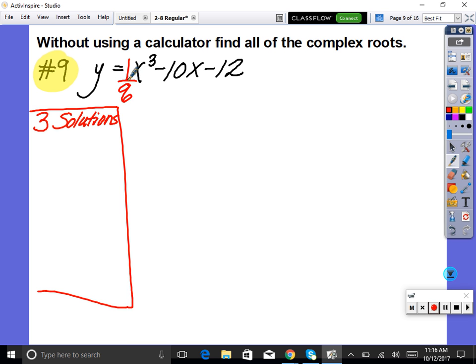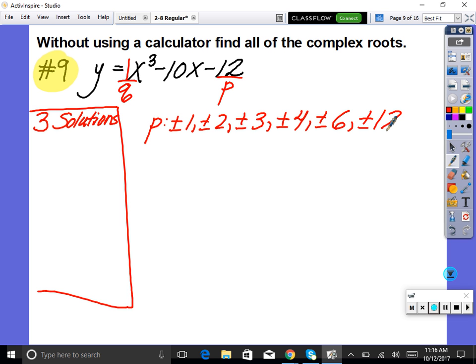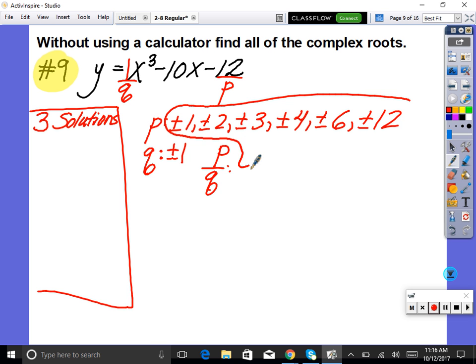List out factors of p: plus and minus 1, plus and minus 2, plus and minus 3, plus and minus 4, 6, 12, and then factors of q: 1. So wouldn't all p over q's be everything divided by 1? Our possible p over q's are these. But I'm not putting them in my bucket of solutions, right? I'm just circling what I listed out as p over q.